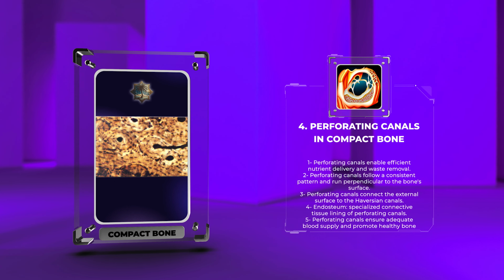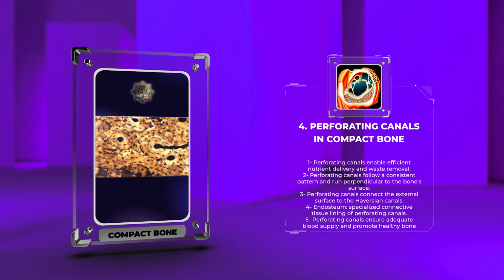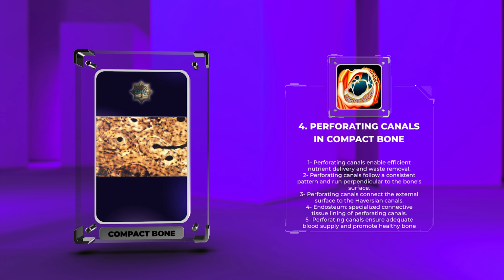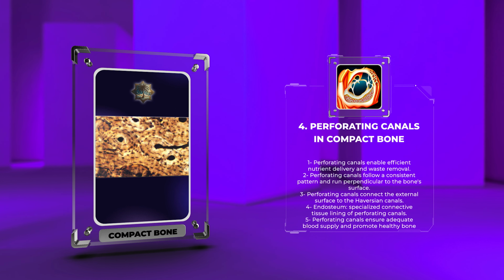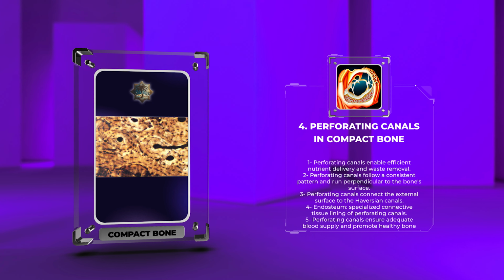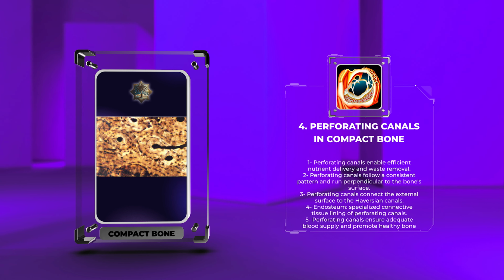The arrangement of perforating canals is not random but follows a consistent pattern. They usually run perpendicular to the surface of the bone, connecting the external surface to the haversian canals within osteons. This arrangement ensures adequate blood supply, preventing local ischemia and promoting healthy bone physiology.